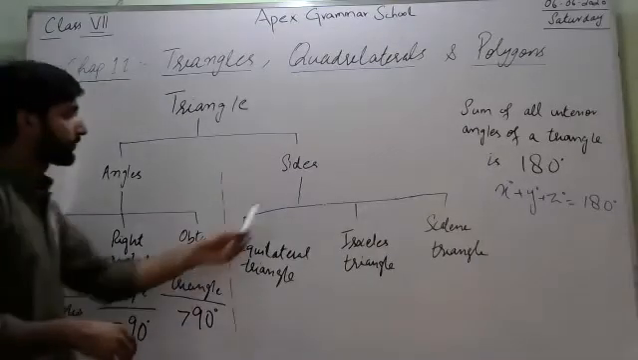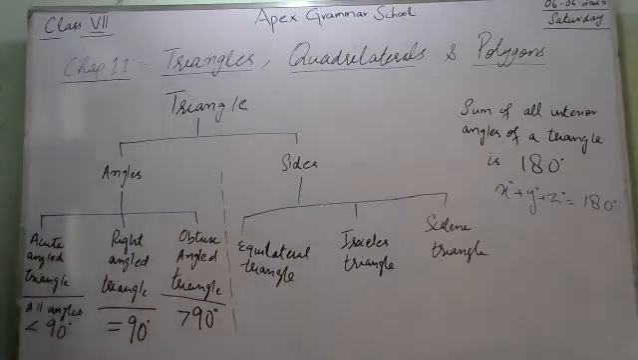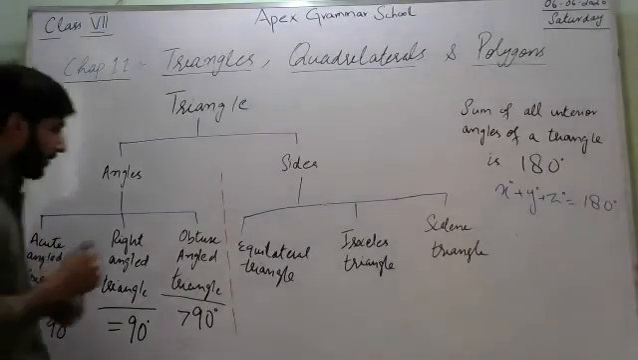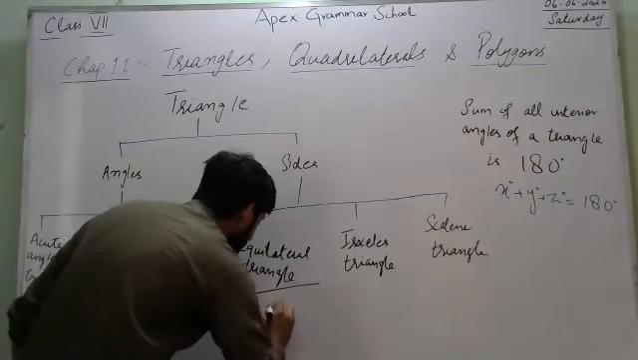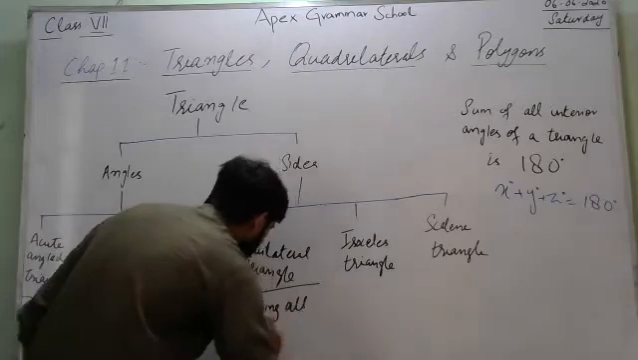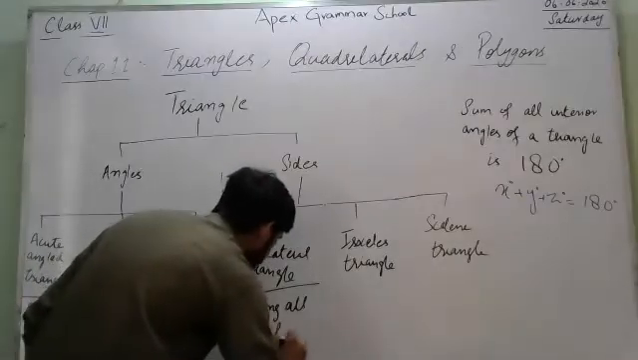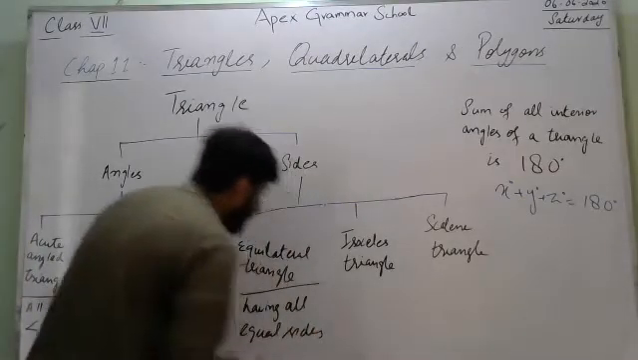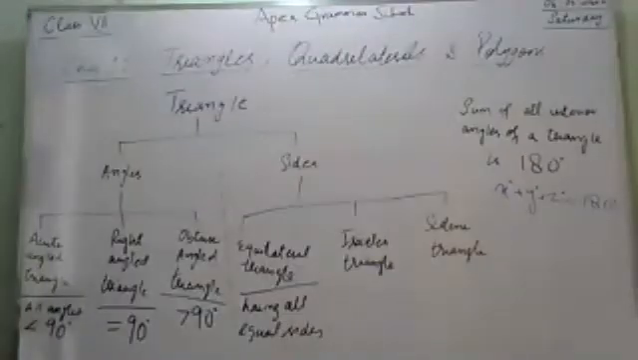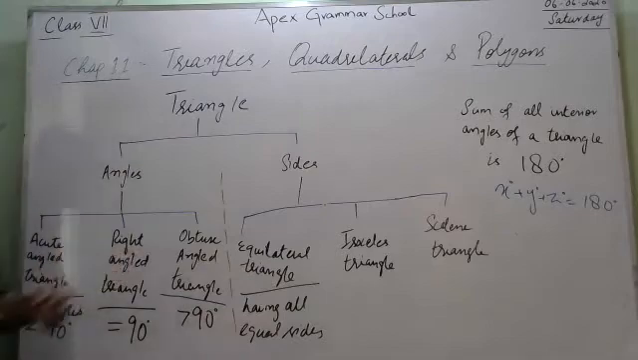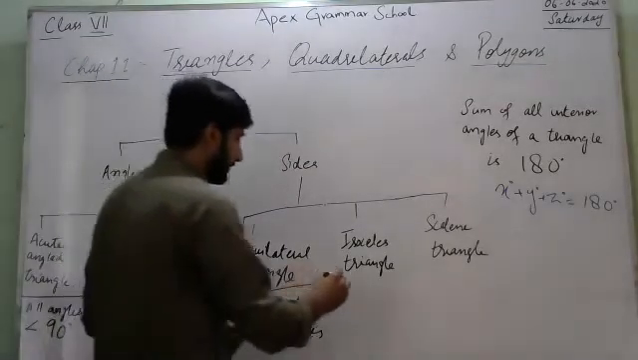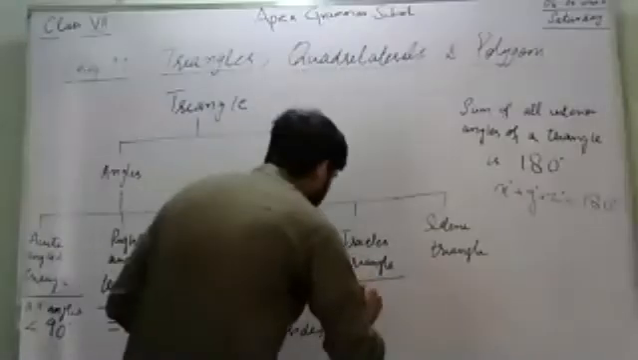Now, on the basis of sides, first one is equilateral triangle. Having all sides equal. A triangle in which all 3 sides are equal is called equilateral triangle. Isosceles triangle. Having any 2 equal sides.